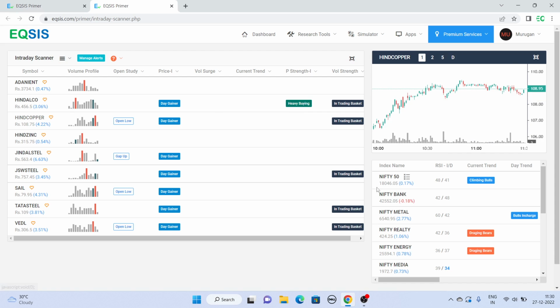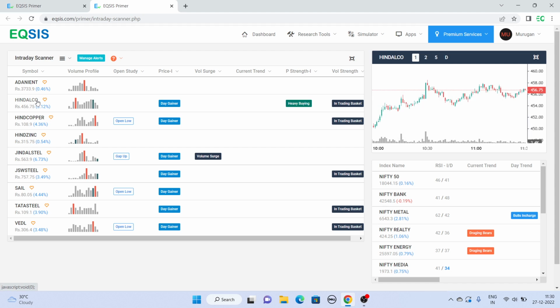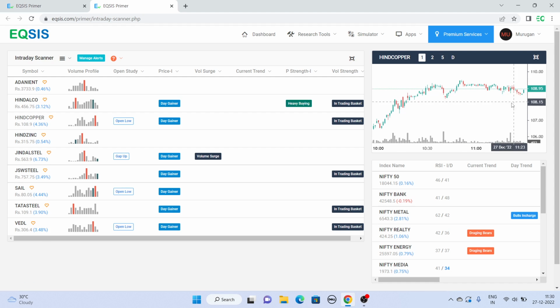And how did I get the metal stocks? Because I see there is a three dot button. If I click here, it loads all the metal stocks. If I click Adani ENT, if I click Hindalco, then I can see this stock.